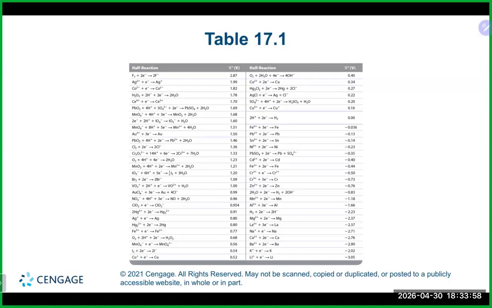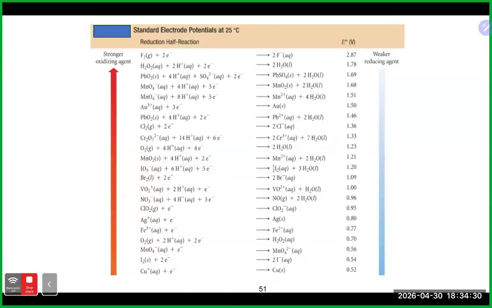Maybe it doesn't want to move. It's frozen. All right, let's just look at this table here. That's a little better, I guess.